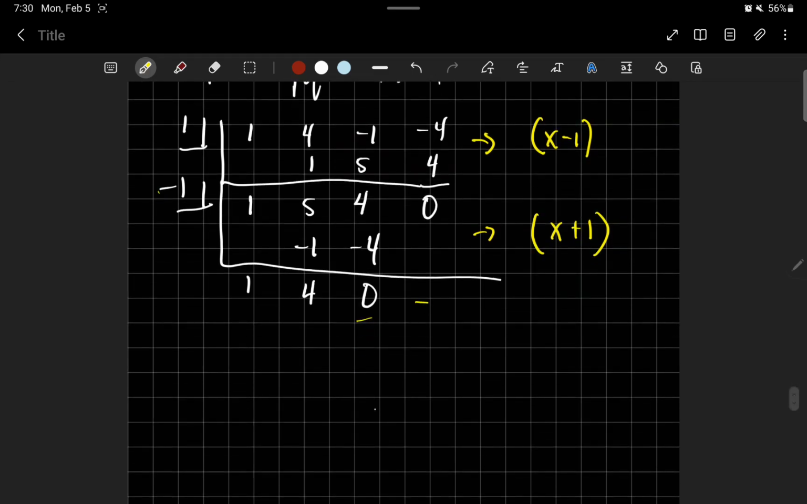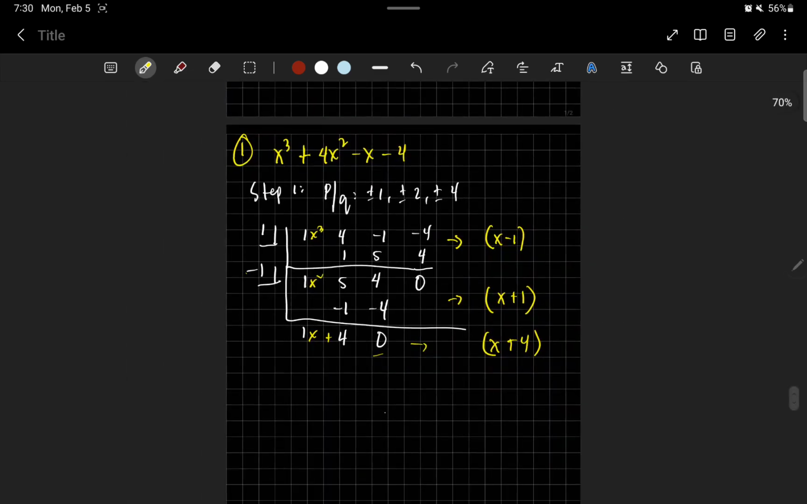Next, we now have our depressed polynomial. How do we write this? Since we started with x cubed, it becomes x squared. This one becomes just x. So, that is 1x plus 4, or it can be written as x plus 4. Therefore, for our step 1, the factored form is x minus 1 times x plus 1 times x plus 4.